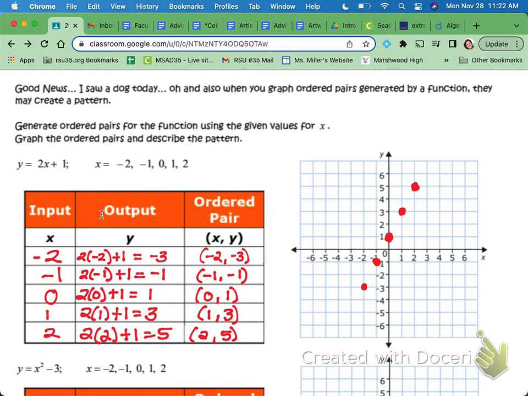So now, what pattern do we see? We're asked to describe the pattern. What kind of shape is it making? Is it making a line, a curve? Making a line. So it's making a line would be my pattern.